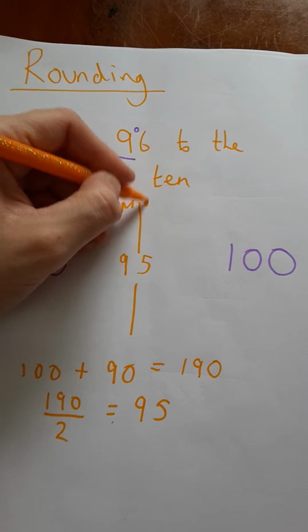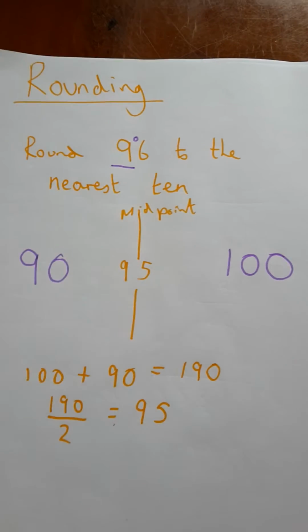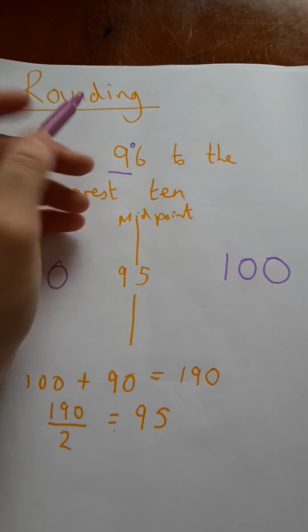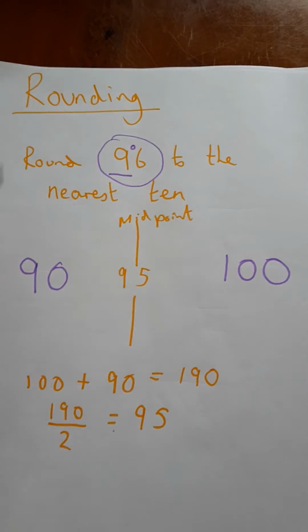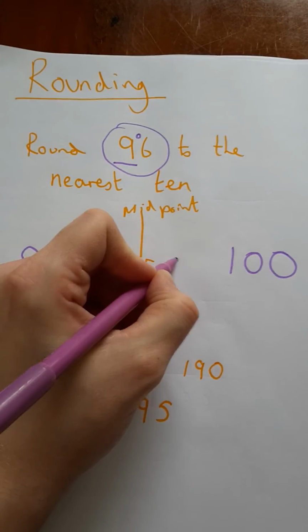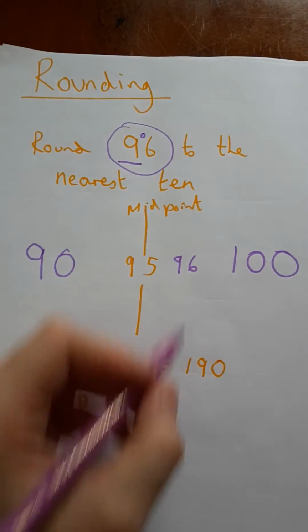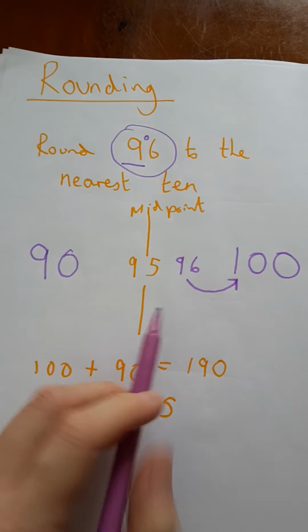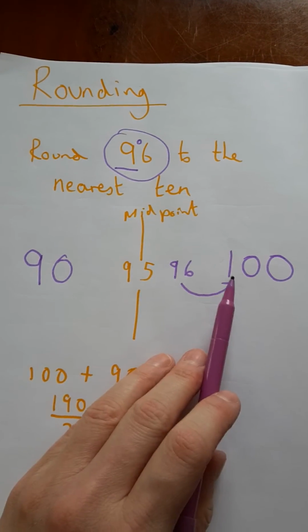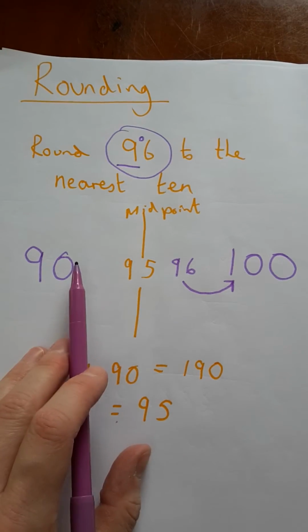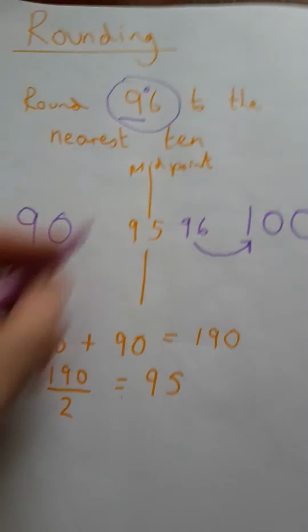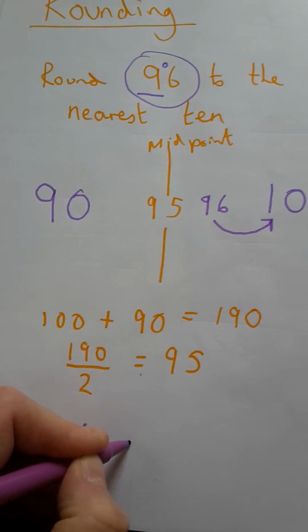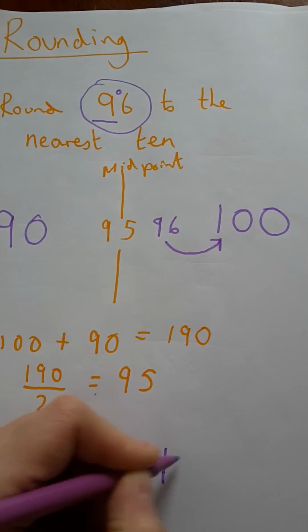So I know that my midpoint, as I just said, is 95, but the number we're working with is actually 96. So 96 would sit here. So it's actually going to round up to 100 because 96 is closer to 100 than it is to 90. So 96 will round to 100.